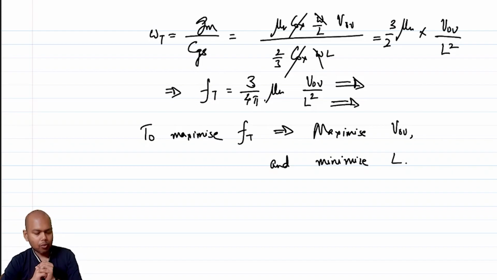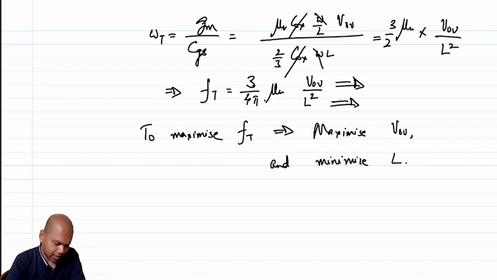Okay. What is the intuition behind this? Why do I need to maximize the V overdrive? So note that FT is essentially GM over CGS, which means that, let's say I have fixed a CGS, I would like to have as high a value of GM as possible. Now, what do you mean when I say I have fixed a CGS? When I have fixed a CGS, what I essentially mean is that I am not changing the W and the L of the transistor, right?